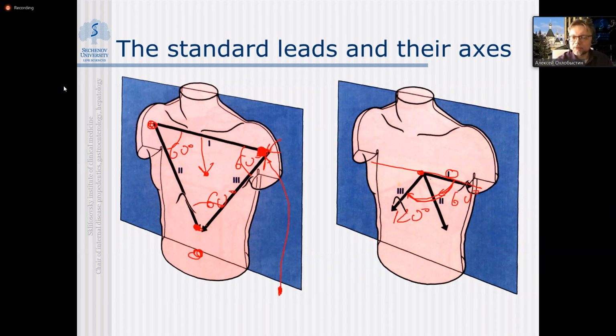The positive part of the first standard lead will be taken as a zero angle. So all measurements will be done from the positive portion of the first standard lead. If they go clockwise, they'll be positive. For instance, the second standard lead will be plus 60, third plus 120. If they go in the opposite direction, counterclockwise, they will be negative. Good.